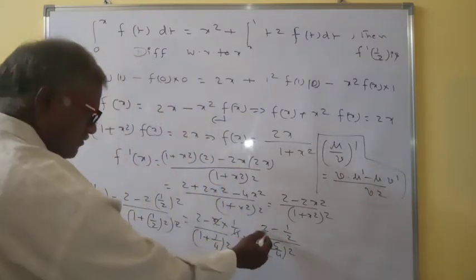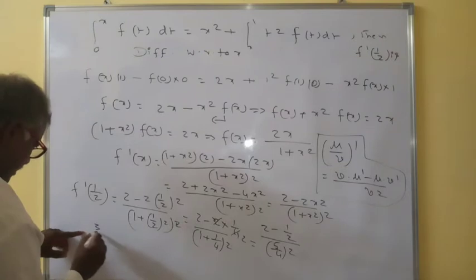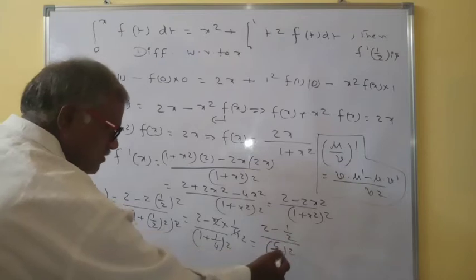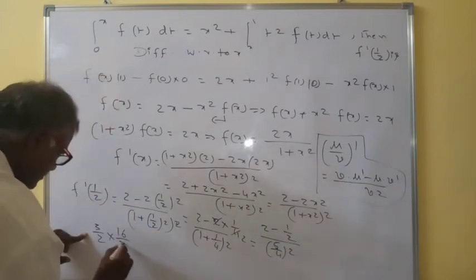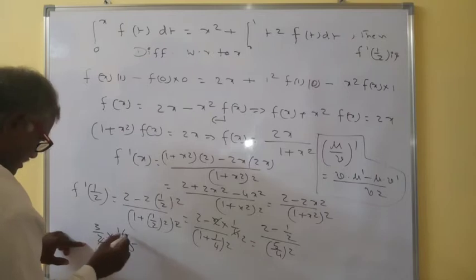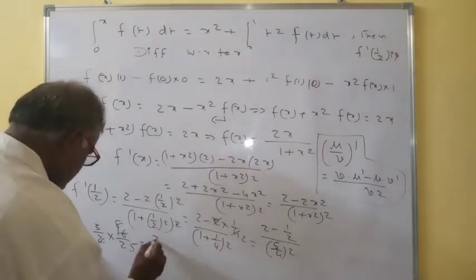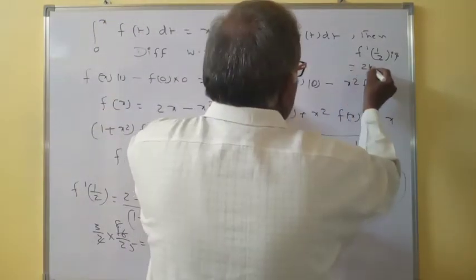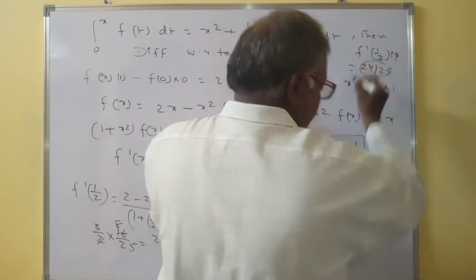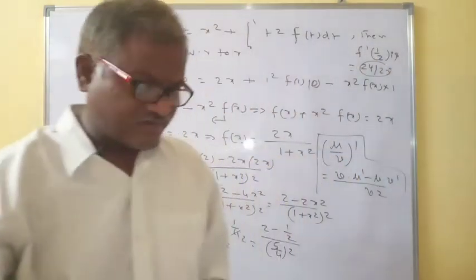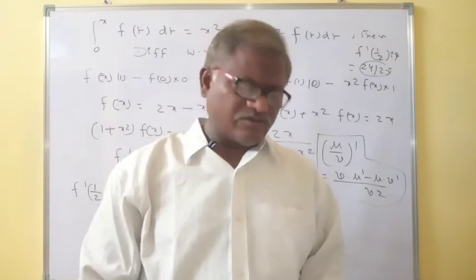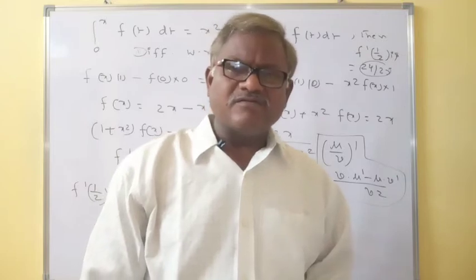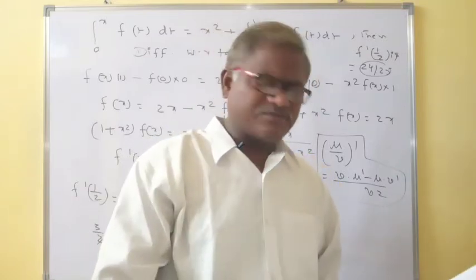So finally 2 into 2 is 4, 4 minus 1 is 3. So finally 3 by 2 into, here 5 by 4 becomes 4 by 5, 4 by 5 whole square means 16 by 25. The 2 and 8 simplify, so this is nothing but 24 by 25. The value is 24 by 25. The options given are 6 by 25, 24 by 25, 18 by 25 and 4 by 5. These are the options given for this problem.